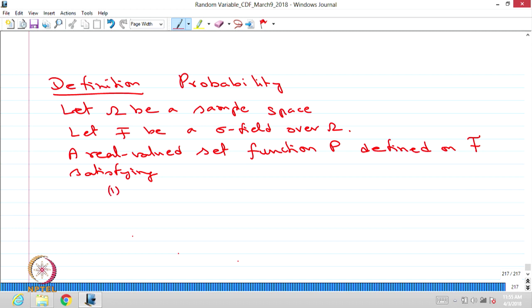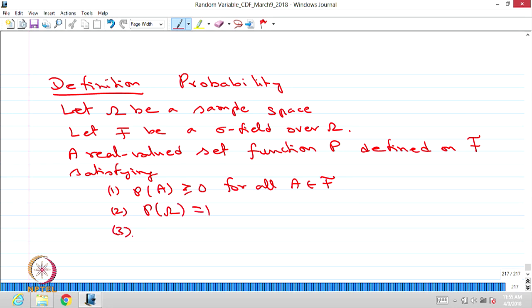the first condition, that is P of A greater than or equal to 0 for all A belonging to F. The second condition, P of omega is 1.